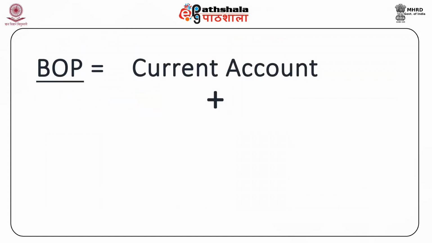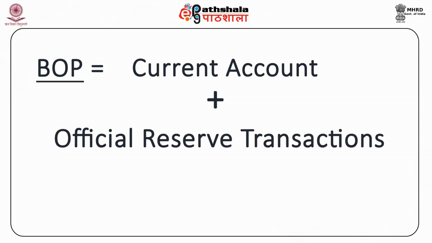That is, the sum of balance in current account, private capital account, including errors and omissions, and official reserve transactions must always balance, that is, must be zero. That is, balance of payments equals current account plus capital account plus official reserve transactions equals zero.